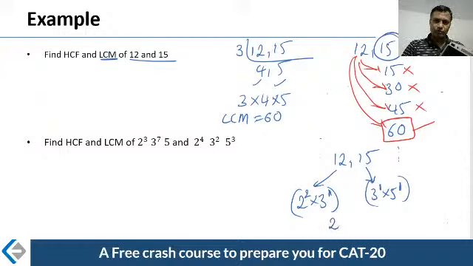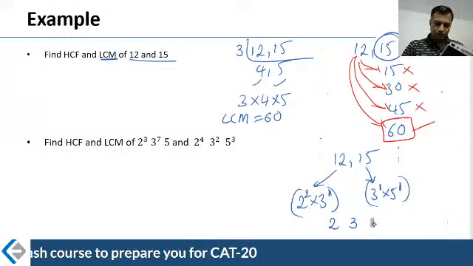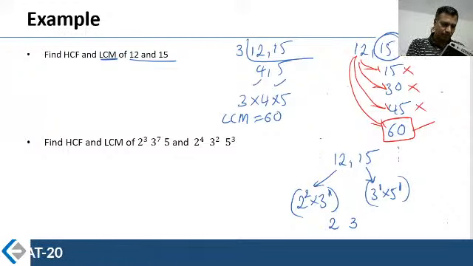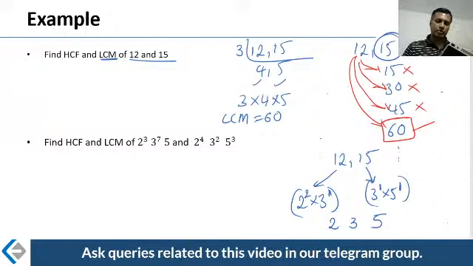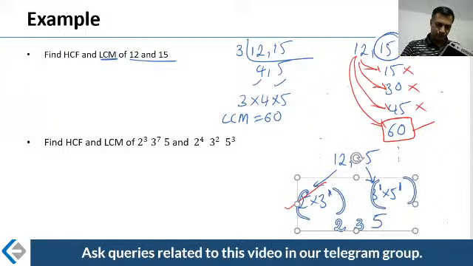2 is one of the primes you have listed. 3 is another prime, and 5 is another prime. These are the three primes that you have listed here: 2, 3 and 5. Look for the highest power of each of those primes. What is the highest power of 2? It comes from here, 2 power 2. The highest power of 2 is 2 power 2.